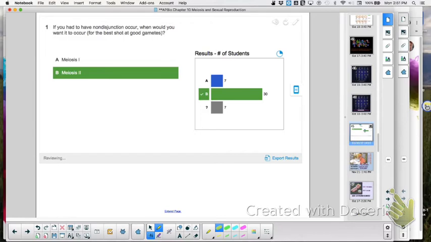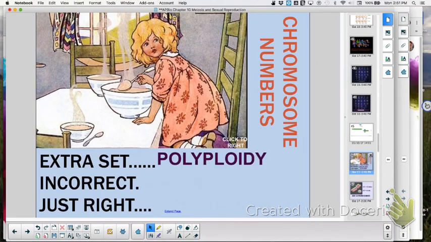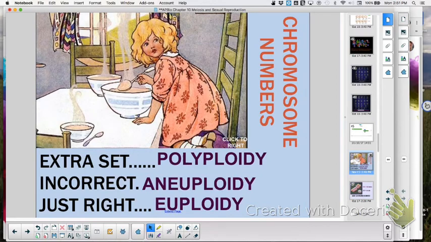Now, why would we want this to happen in meiosis 2? Because in meiosis 2, you'll have two damaged cells, whereas in meiosis 1, you'll have four damaged cells. Exactly. Nice. Okay, then we talked about polyploidy. What does poly mean? We know diploid, haploid. This is polyploid: extra sets of chromosomes. Aneuploidy is incorrect. Euploidy: you are just right.